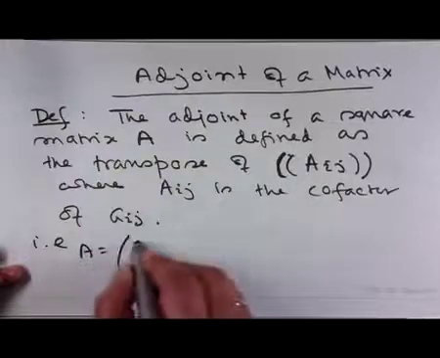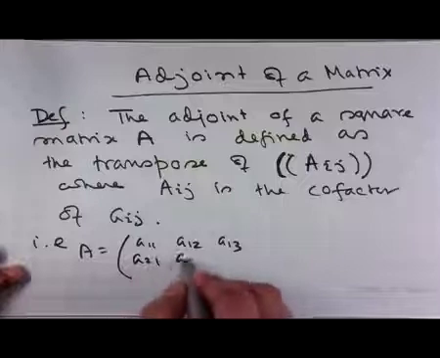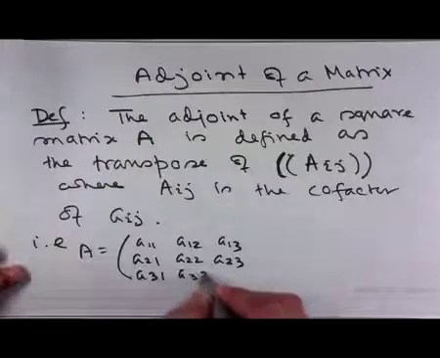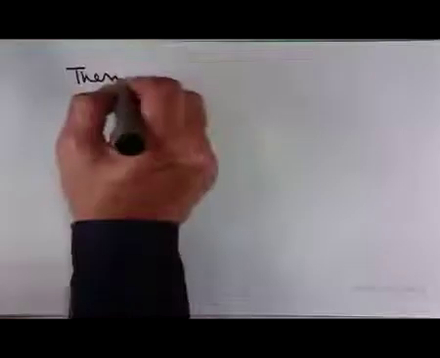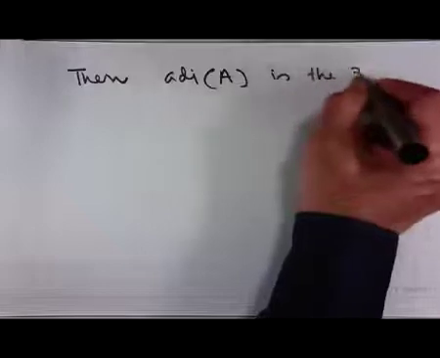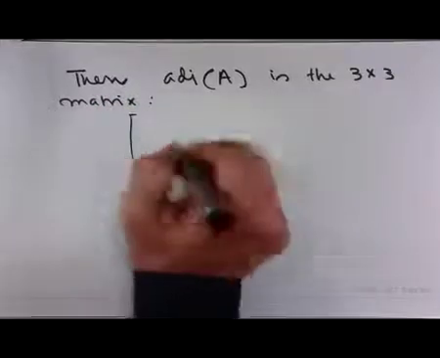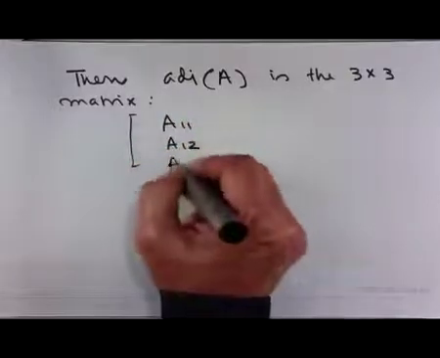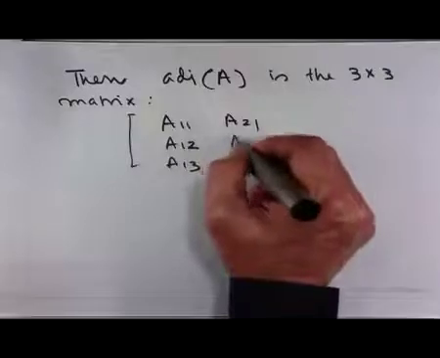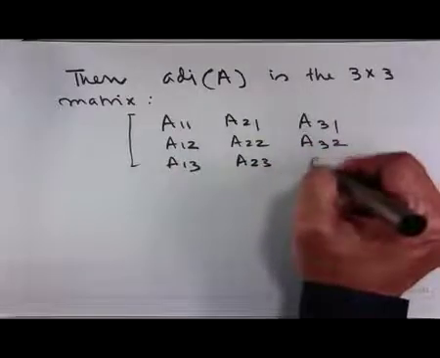if A is equal to A11, A12, A13, A21, A22, A23, A31, A32, A33, then adjoint of A is the 3 cross 3 matrix which is A11, A12, A13, A21, A22, A23, A31, A32, A33, because we are writing the transpose.